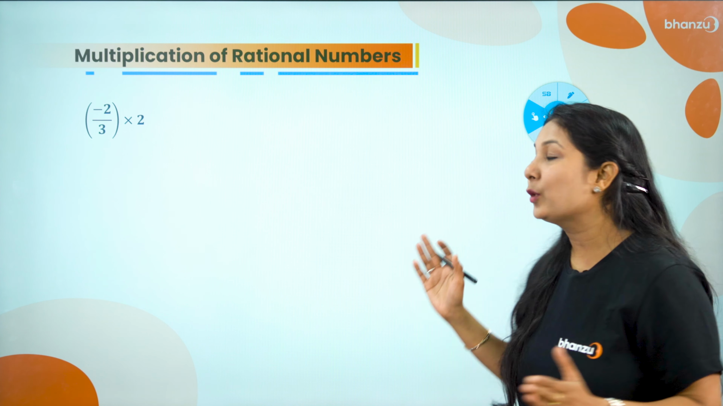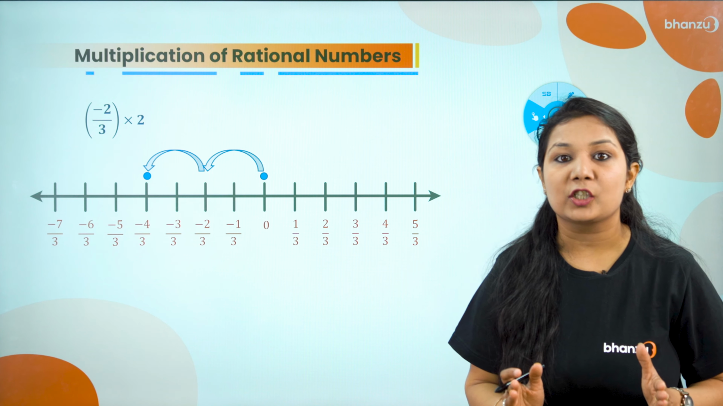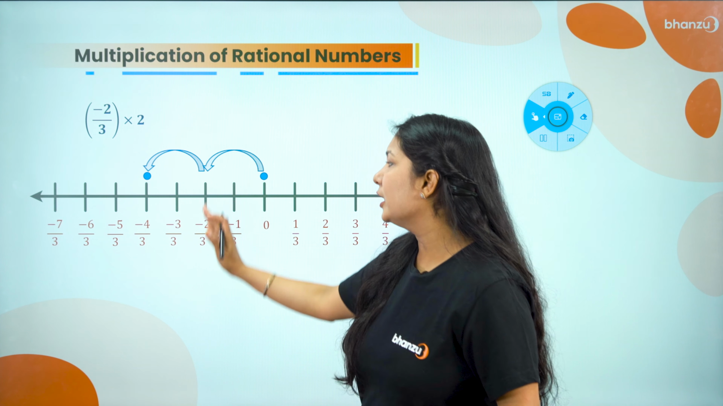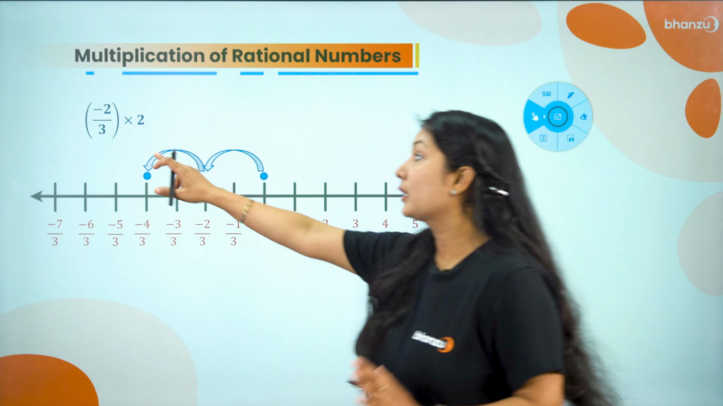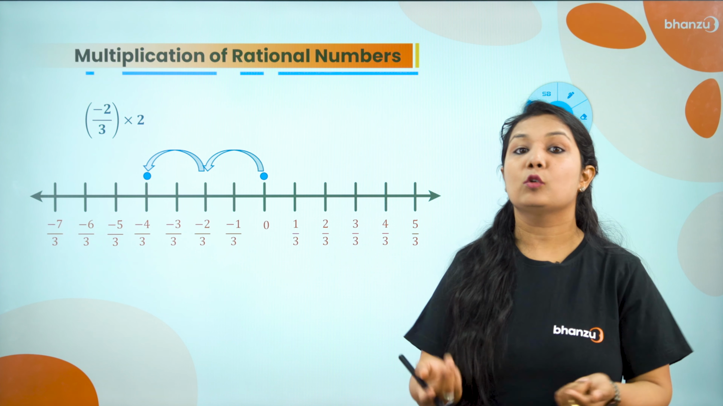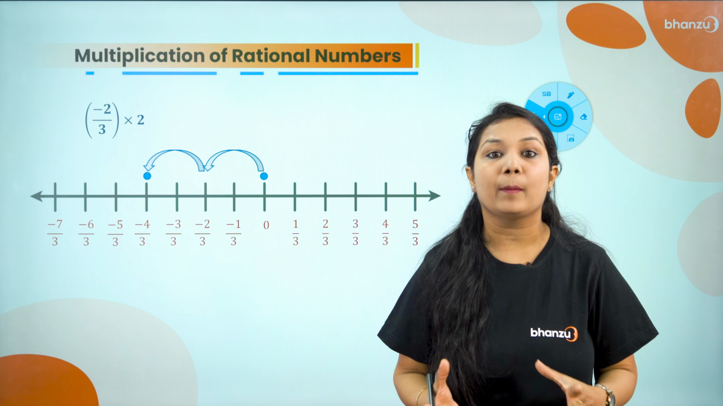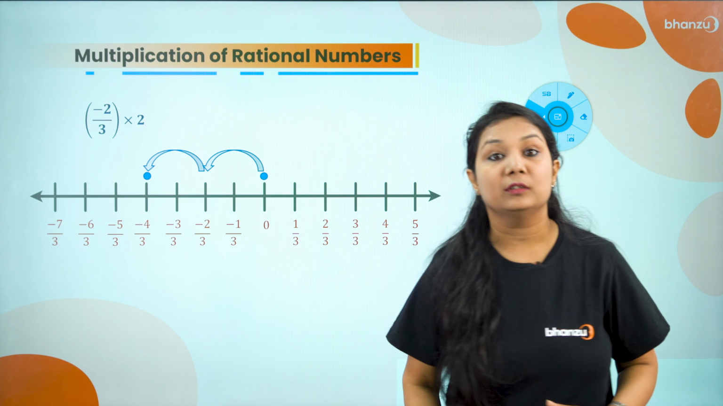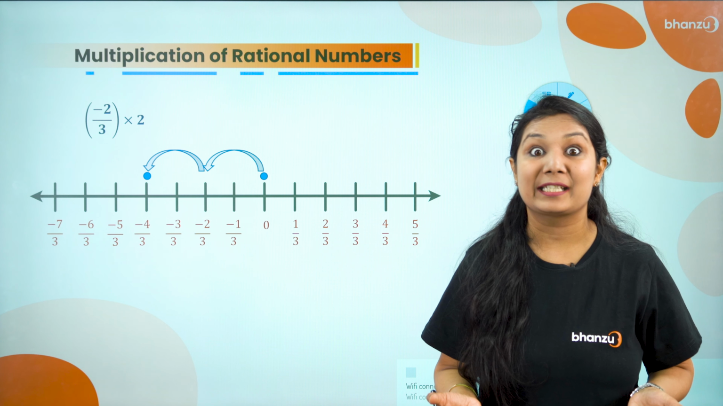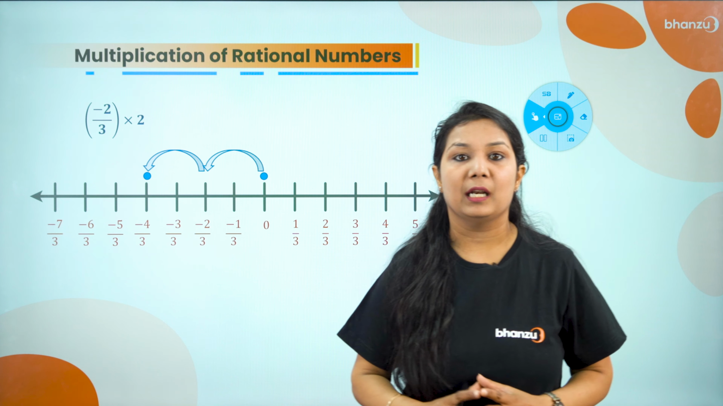Let's have a look at it with the help of the number line first of all. So we are going to start the jumps from 0 and reach the number minus 2 by 3, which is our given rational number. Now since we had to multiply it by 2, so I am going to take two jumps of the same distance and reach the product, which is minus 4 upon 3. So the answer to it is minus 4 upon 3. So we got this answer on the number line.